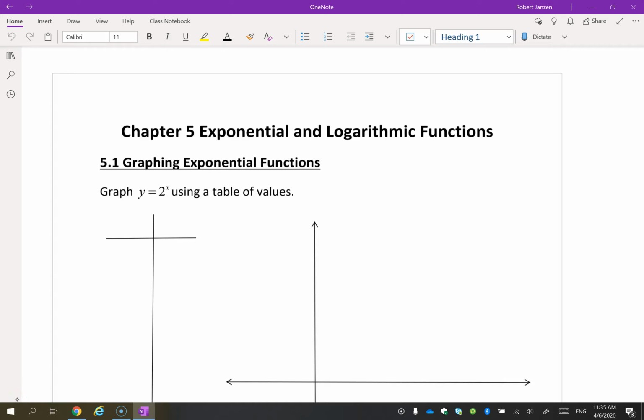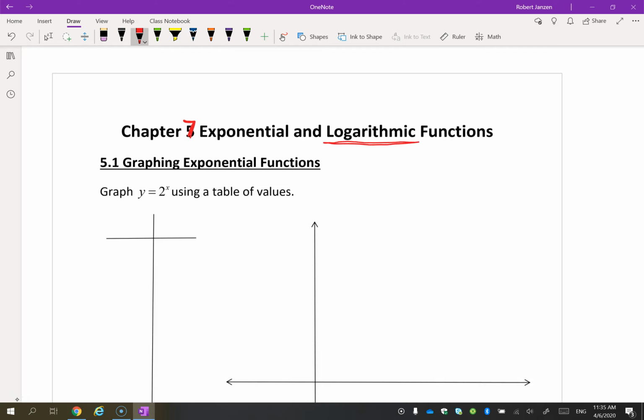Hello, this is actually chapter 7. It's a big one: exponential functions and log functions. You guys have heard of logs probably before, but you have no idea what they are. This is a big unit in terms of content because it's very new stuff.